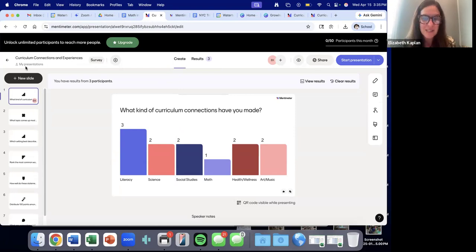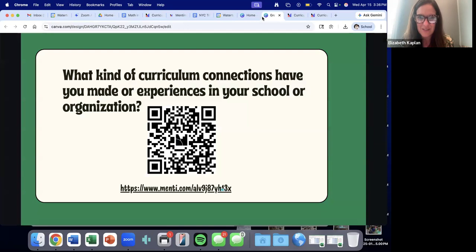But it's great to see we have connections being made in literacy, science, social studies, as well as health and wellness and art and music. Literacy and science and social studies are three areas in Watertown where we have some really strong connections as well. But it can be done in math, and that's what we're here to talk about today. So thank you for participating in that.